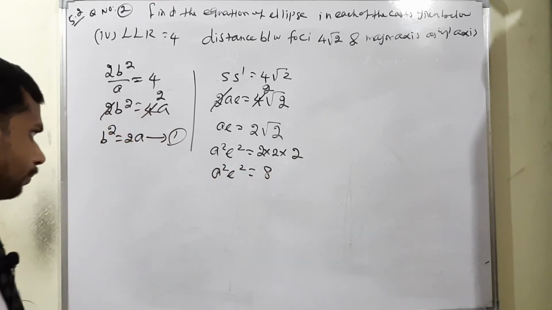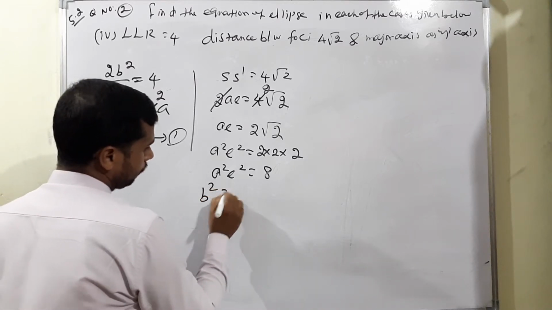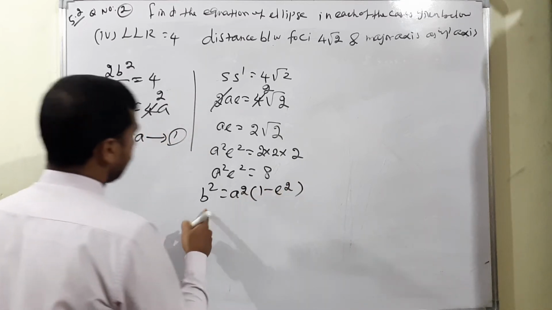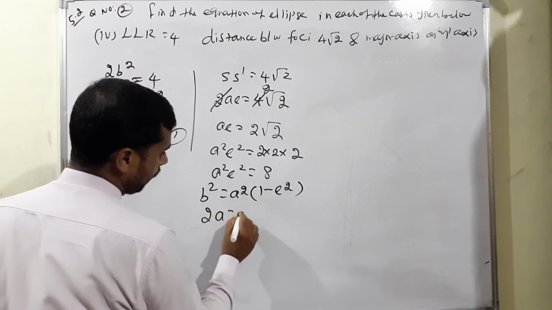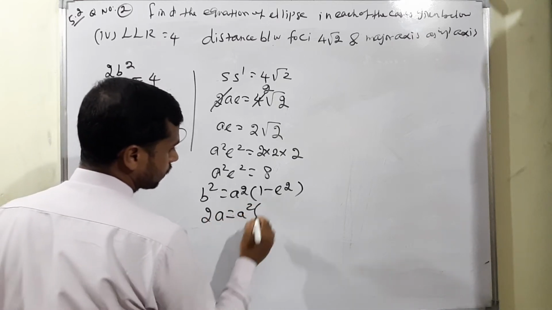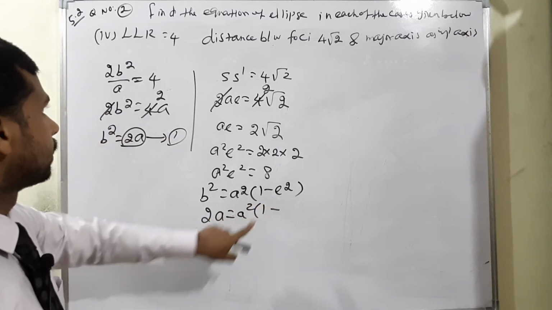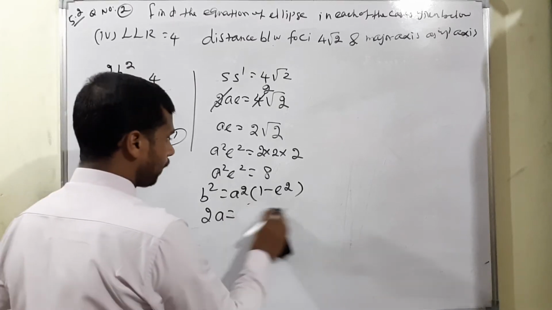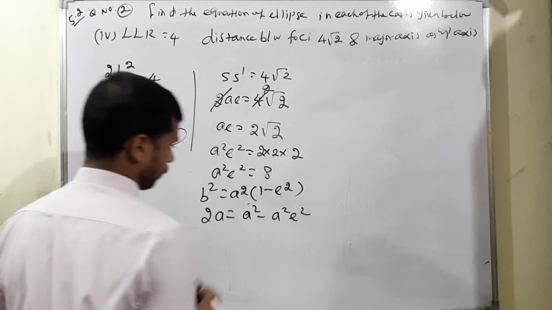Now, the b square formula we already know. b square is equal to a square into 1 minus e square. So b square means we already found true a, isn't it? Therefore, true a is equal to a square into 1 minus e square, isn't it? If you remove the bracket, it means a square minus a square e square.